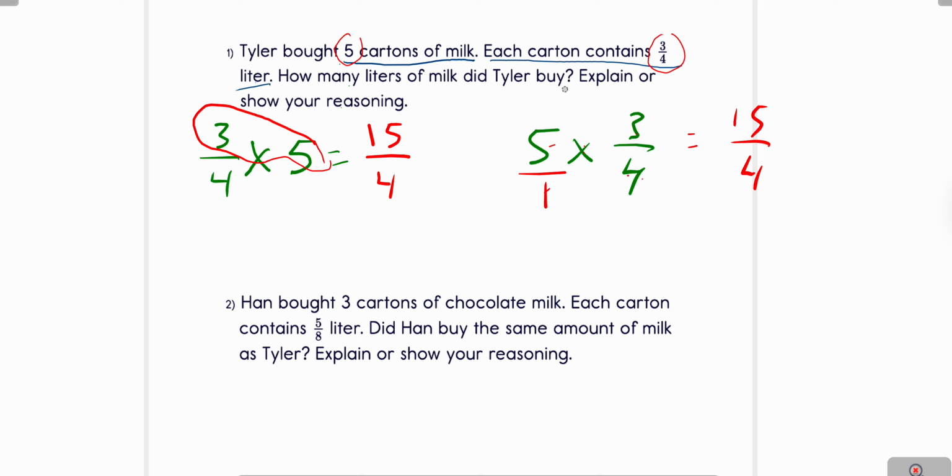So how many liters of milk did Tyler buy? Well, 15/4 liters of milk. He bought 15/4 liters of milk. And if we want to convert this into a mixed number, then we are going to extract the wholes. I know that every 4 out of 4 is one whole, right? So let me see how many I can get from here.